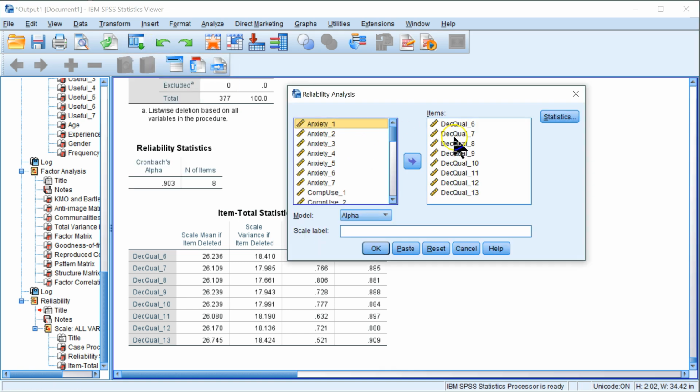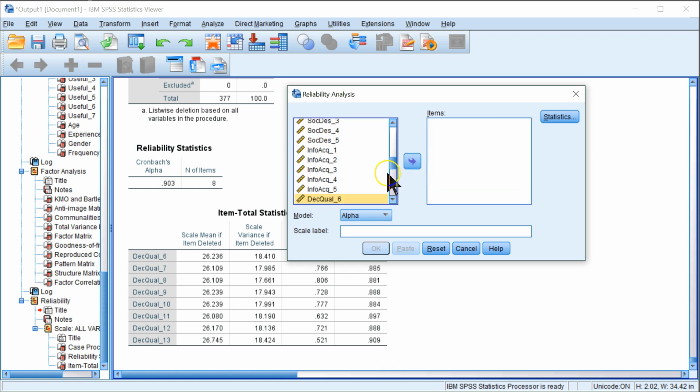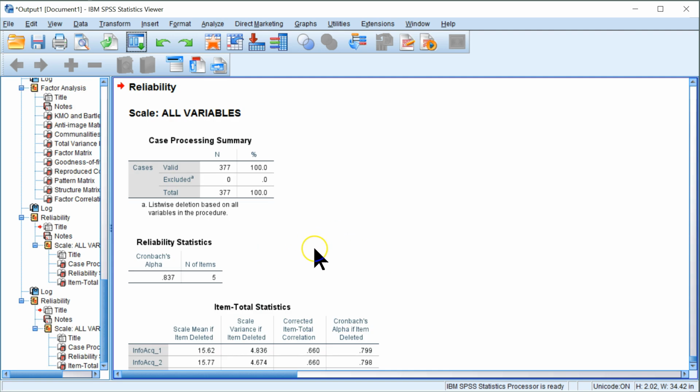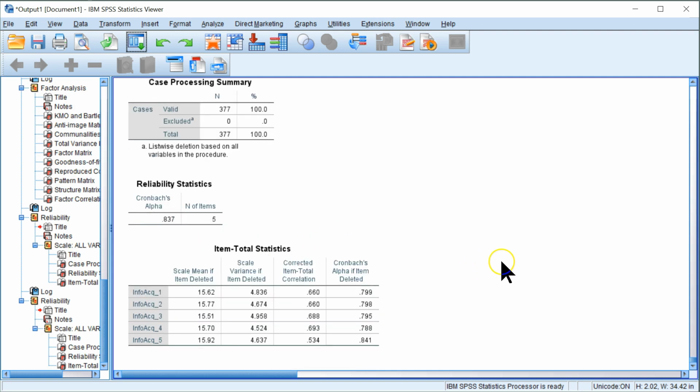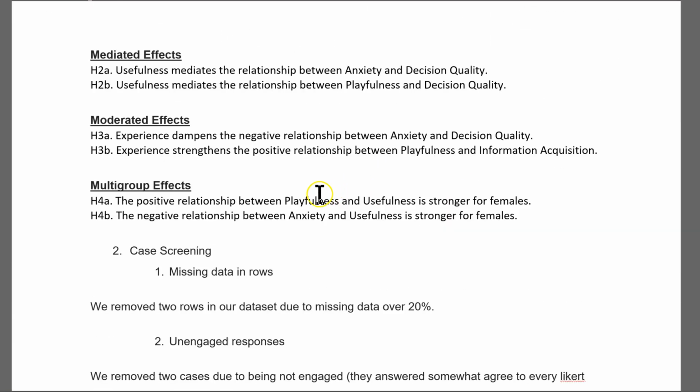Let's go ahead and look at another reliability analysis for information acquisition. See if there are any insights here. And again, it's fabulous, 0.837. Could we improve it? Yes, if we removed the last one, number 5. So let's remove 5 and 13, and let's make note of that in our write-up.